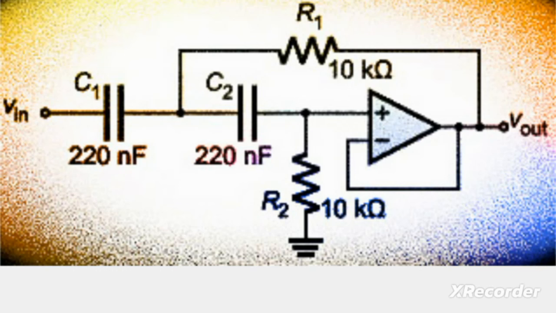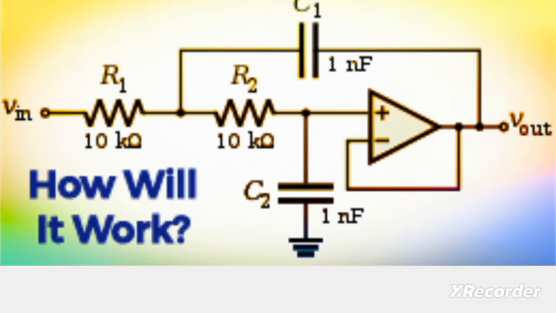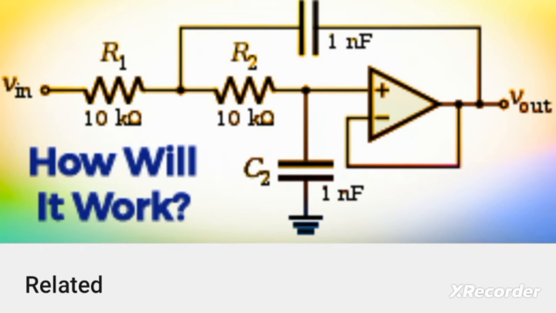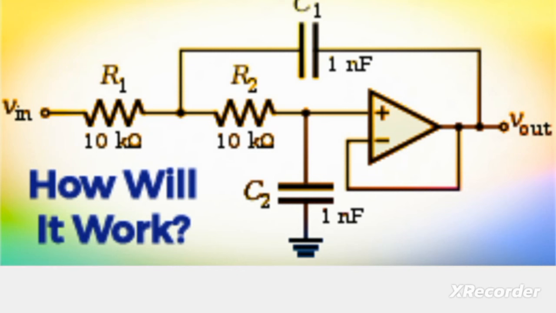One more important point: if I ask you to compare this circuit with this circuit, can you spot the difference? You can see that instead of the capacitor in the previous circuit, I now have the resistor here. Instead of C2 I have R2 here, instead of R1 I have C1 here, and instead of R2 I have C2 here. So I have simply interchanged the positions of resistors and capacitors of the previous circuit.